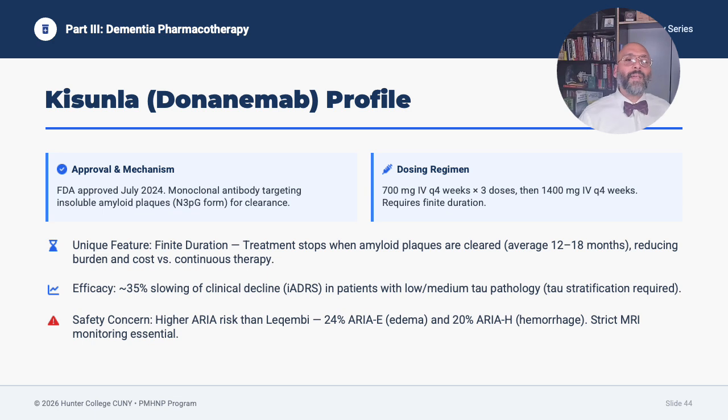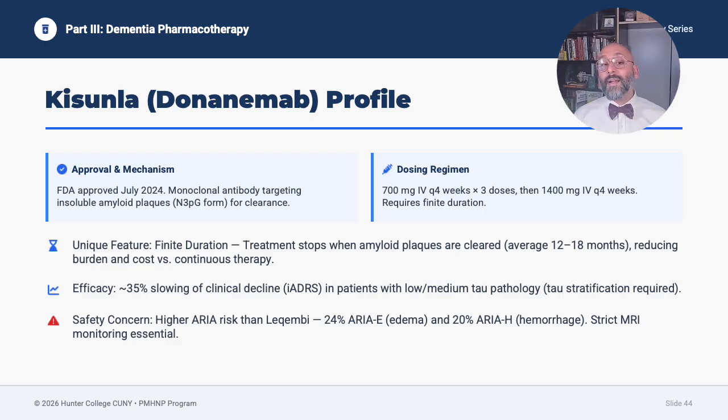Now, donanemab represents a distinct evolution in this therapy. So this received approval in 2024. This targets insoluble amyloid plaques, specifically the N3pG modified form, meaning it's directed at plaques that have been established. So the other one was pre-plaque. This one is at plaque that has been established. The dosing regimen is also different. So treatment with this begins at 700 milligrams IV every 4 weeks for 3 doses, and then it escalates to 1400 milligrams IV every 4 weeks.